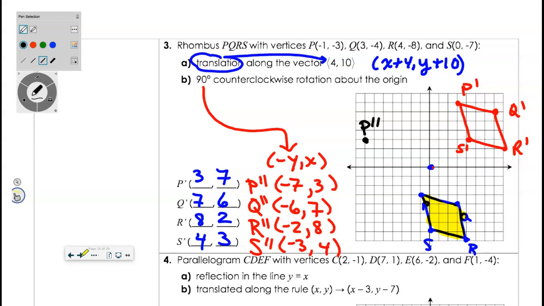Boom. 6 to the left, 7 up. It helps knowing it's an 8 by 8 grid. It helps the counting. Do you know what I mean by that? It's helpful to know it's 8 by 8, so that if it says 7, I know I don't have to actually count. 2 to the left and 8 up is my new R. And 3 to the left and 4 up is new S.